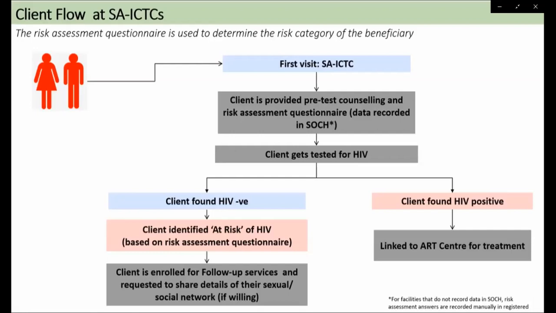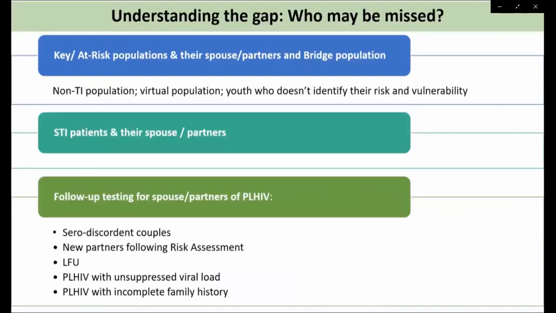So it's not that we visited only the high load. In our visits, we have tried to cover different types of centers, and with respect to different populations also. So basically, when we follow this current algorithm, we also understand that there are populations like non-TI population, virtual population. There are people who are in their adolescence and youth who do not identify that they are at risk or they are vulnerable to get HIV. So that is a population which is kind of missed at these centers.